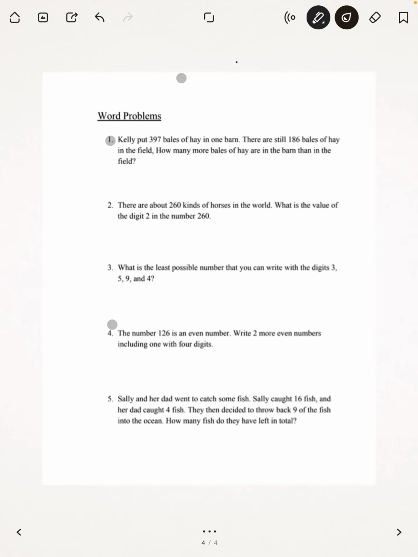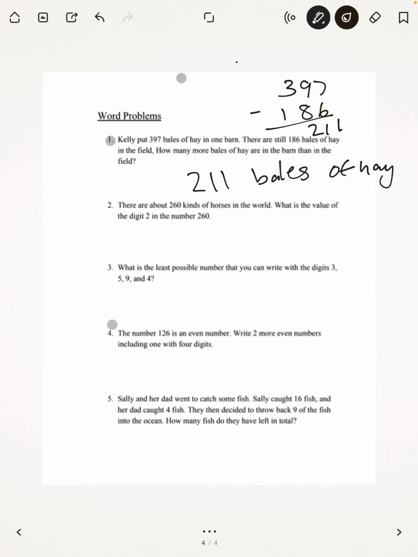which means that we have to subtract, because we're supposed to find how many more there are in the barn than the field. So when you subtract, you put the bigger number first. So 397 minus 186. You subtract right to left and top to bottom. 7 minus 6 is 1. 9 minus 8 is 1. 3 minus 1 is 2. So there are 211 more bales of hay.